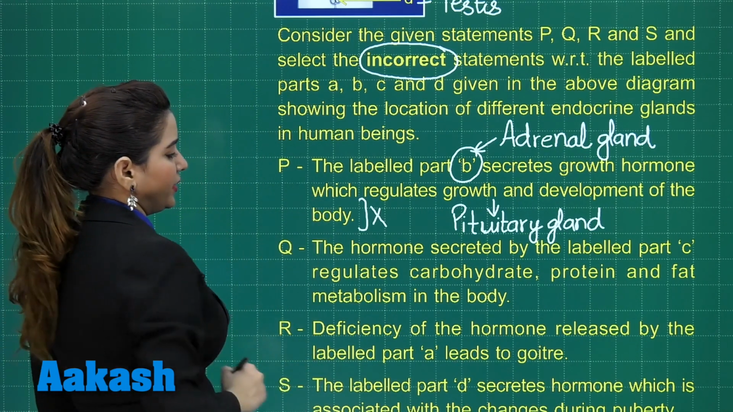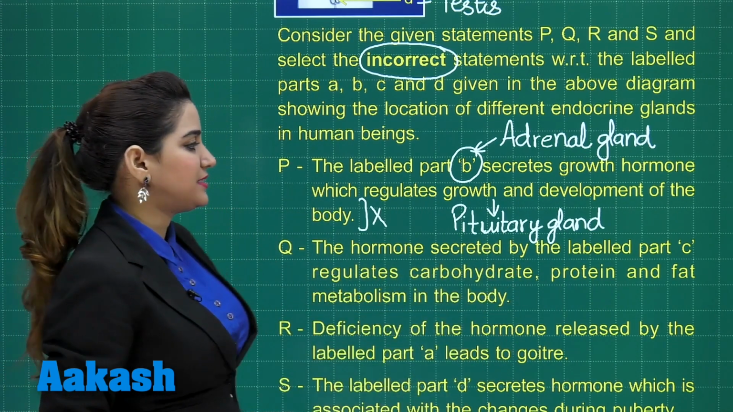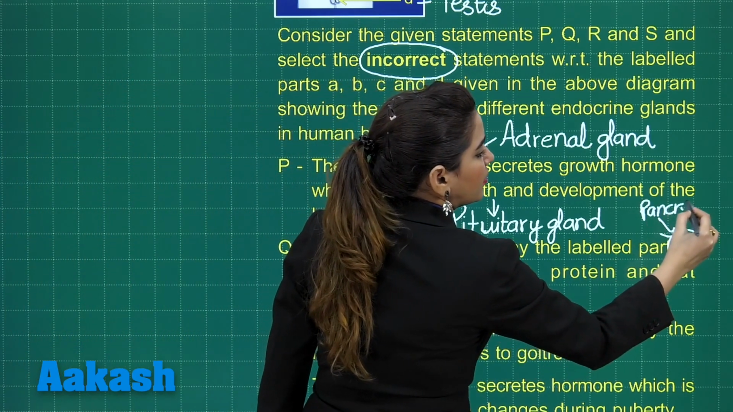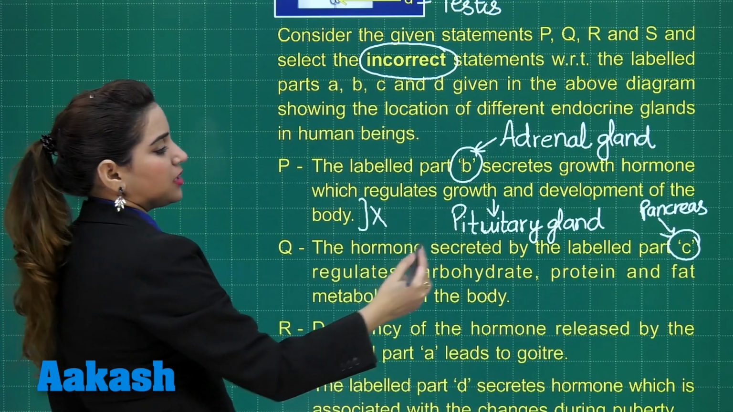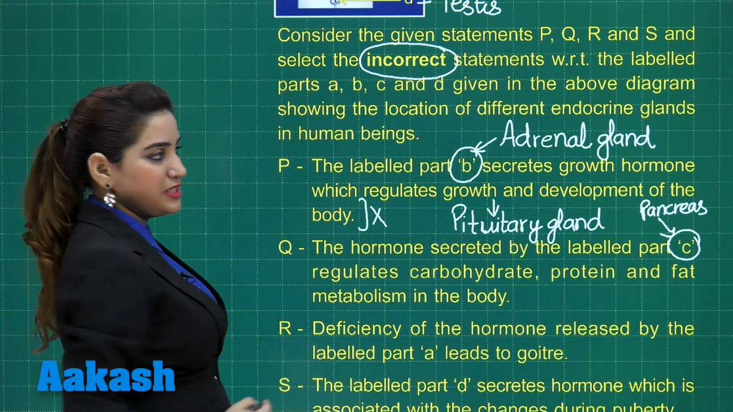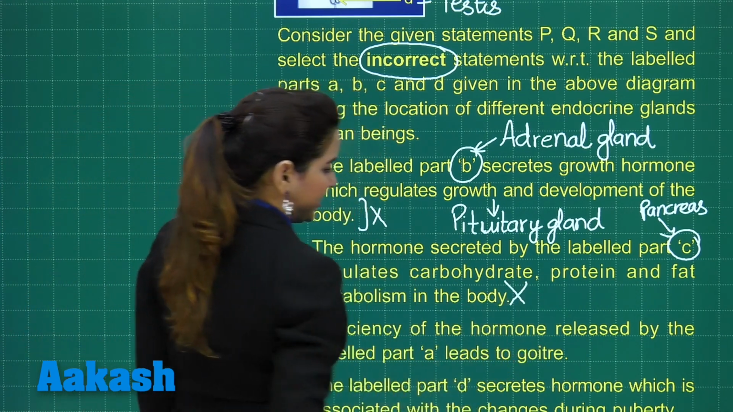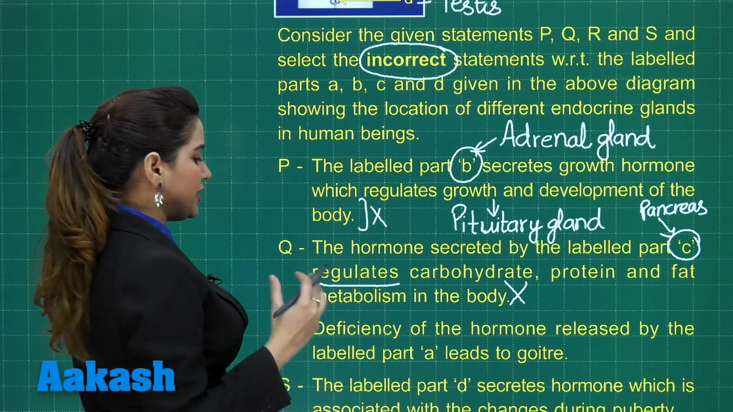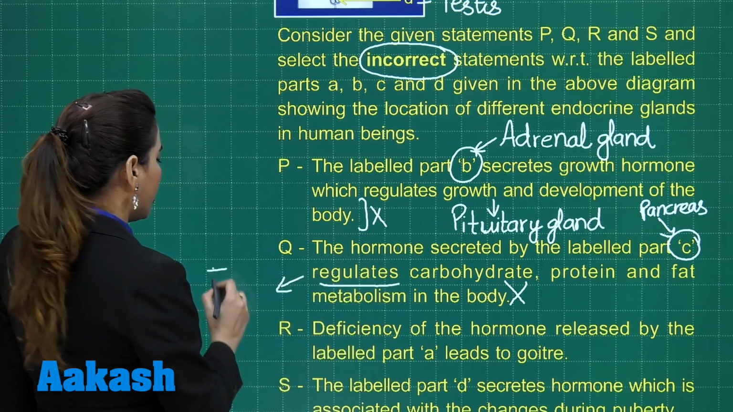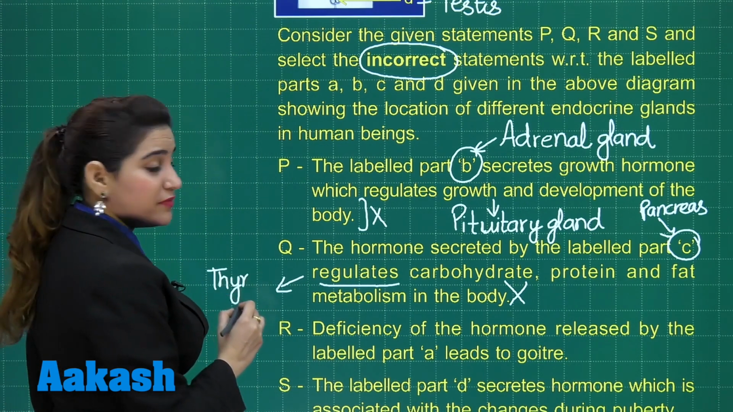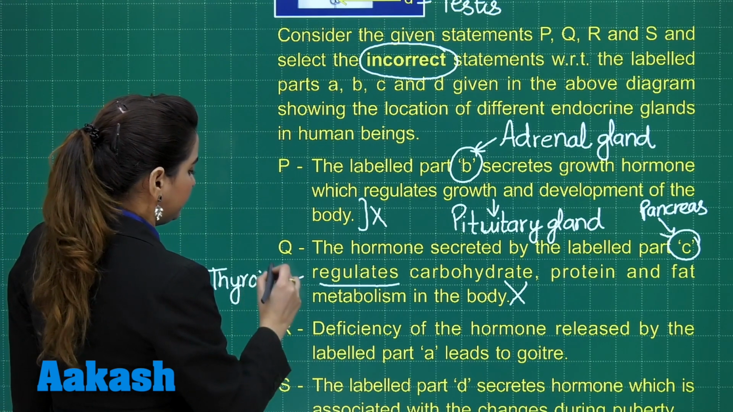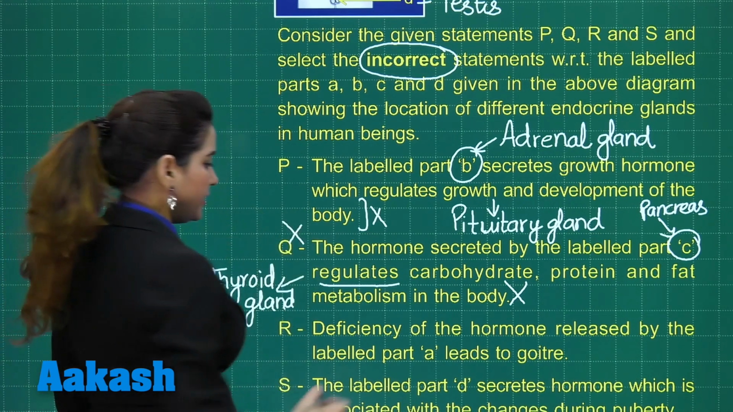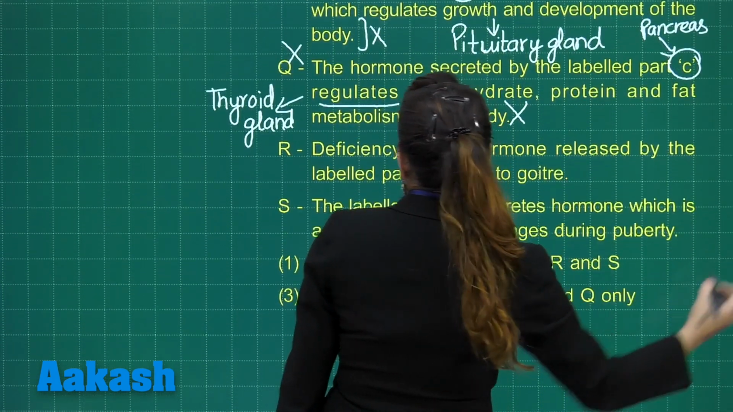This is wrong. Next one, the hormone secreted by the labeled part C. Labeled part C here was pancreas. It regulates carbohydrate, protein and fat metabolism in the body. Students, again, this is an incorrect statement because this job of regulating carbohydrate, protein and fat metabolism is controlled by thyroxine, which is produced by thyroid gland. Again, Q is incorrect.